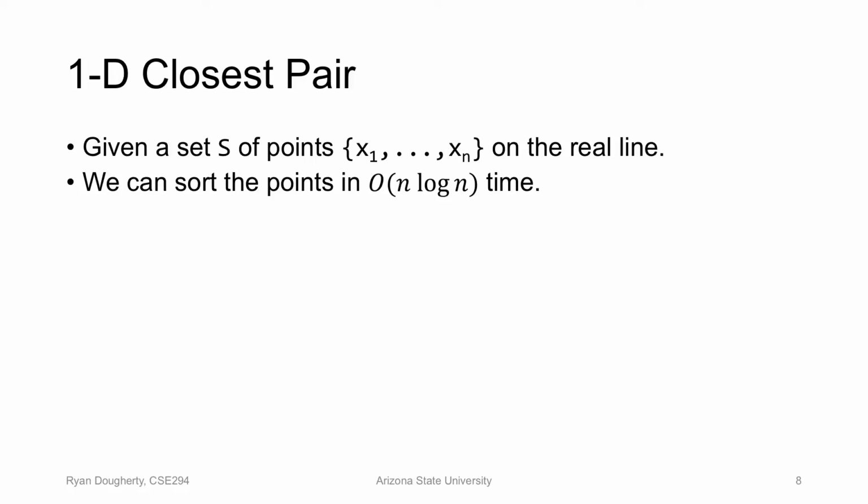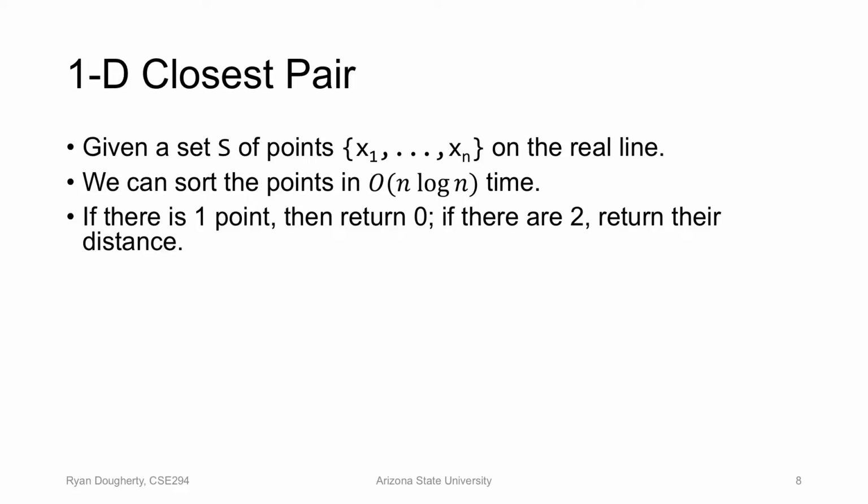What we can do is sort the points in n log n time, right? Just pick your favorite n log n sorting method, like merge sort, for example. And then let's look at the cases. If there's 1 point, then it actually shouldn't say return 0, because what is the distance between any point and any other point in the set of 1 point?